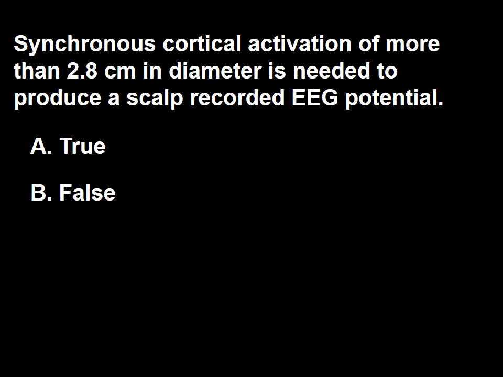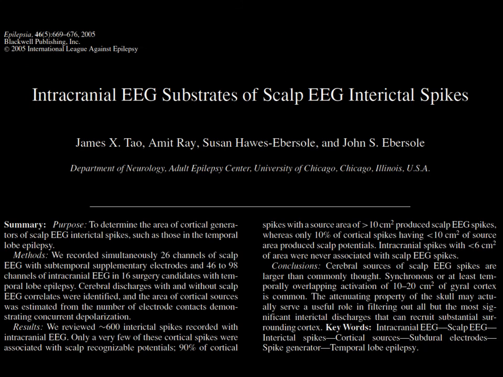The next question is: synchronous cortical activation of more than 2.8 centimeters in diameter is needed to produce a scalp recorded EEG potential. A true, B false. The answer to this question was published in Epilepsia in 2005. I will walk you through the relevant parts of this article.